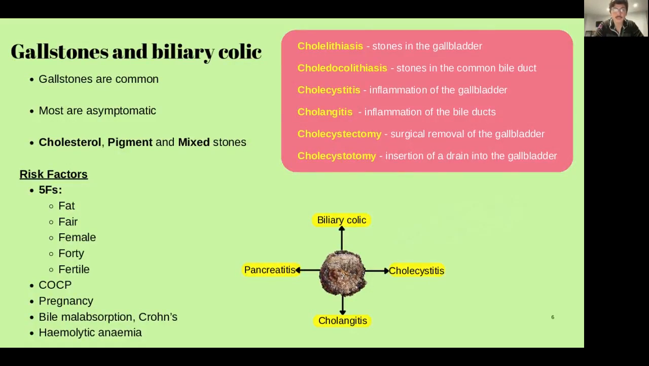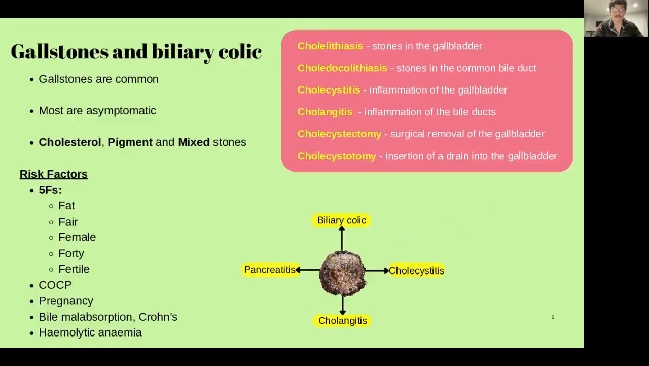Also hormonal causes or risk factors, so the pill, COCP, pregnancy. Bile malabsorption can also increase your risk of pigment stones. So if you have Crohn's, for example, it's inflammation of the terminal ileum. The end of the ileum is one of the key places where you actually absorb bile salts. So if it's inflamed or you have a terminal ileal resection, you won't absorb bile salts as well, and that can also predispose you to pigment stones.